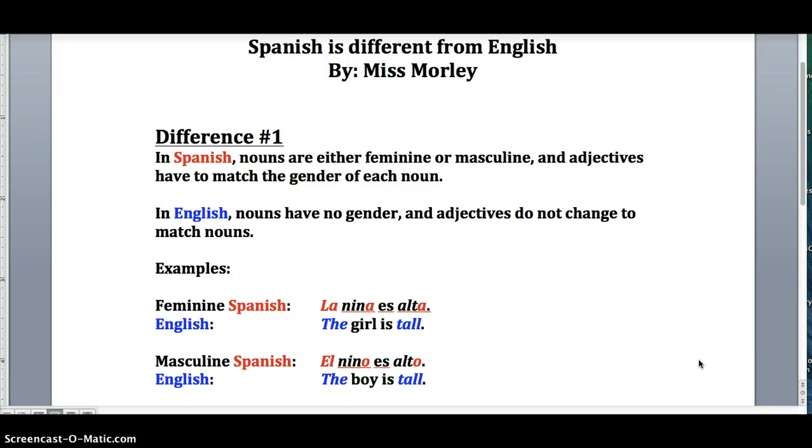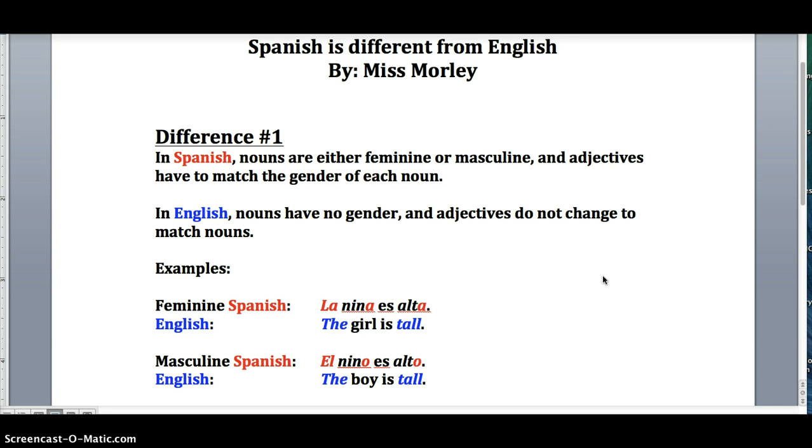Hi, so today I'm going to talk about some differences between Spanish and English. One of the first differences between Spanish and English is that in Spanish, nouns have a gender, a grammatical gender. They are either grammatically feminine or grammatically masculine, and adjectives have to match the gender of each noun. In English, nouns have no gender, and thus adjectives do not change to match the noun.